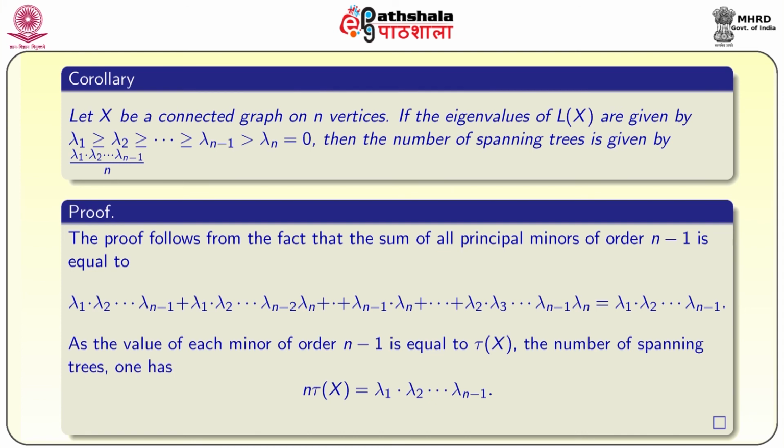As the value of each minor of order n minus 1 is equal to tau of x, the number of spanning trees, one has n into tau of x is equal to lambda 1 into lambda 2 and so on up to lambda n minus 1. Or equivalently, tau of x is equal to lambda 1 into lambda 2 and so on lambda n minus 1 by n. So this is giving the number of spanning trees in terms of the eigenvalues of the Laplacian. That means, excluding 0, multiply all other eigenvalues and divide by n, and we will get the number of spanning trees.